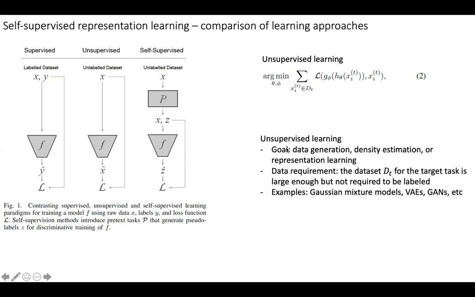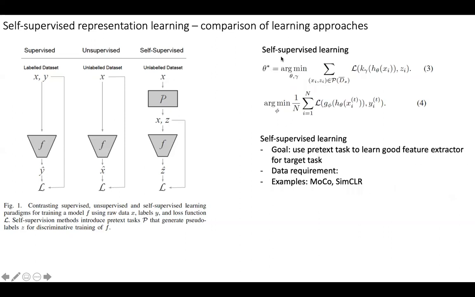theta and phi. So as you can see, the important thing here is we need to reconstruct the input to calculate the loss. Examples using unsupervised learning include VAE, variational autoencoders, and generative adversarial nets. Some classic generative unsupervised learning approaches include Gaussian mixture models.